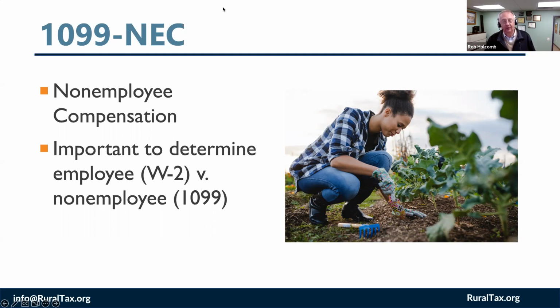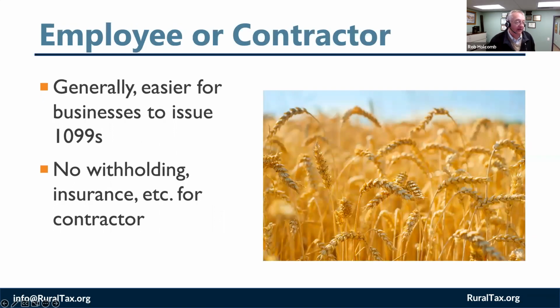Now, what this discussion actually warrants is who's an employee and who's a contractor, because that's where we really need to be conscious of which is which. Employees, we're going to issue a W-2 to. Contractors, we issue 1099s to. All right. Now, thank you, Kevin.